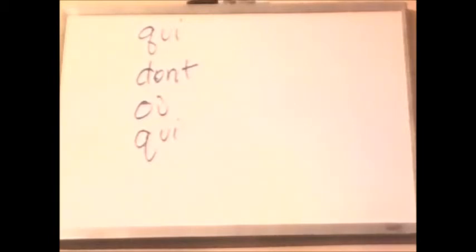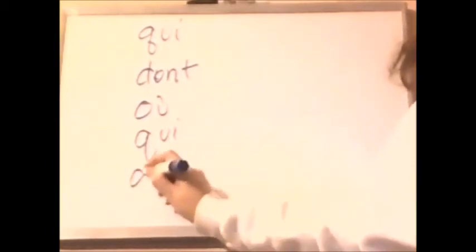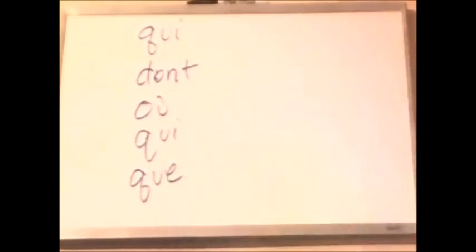Number 5. La ville, blank les soldats protégés, ne s'est pas rendue. The city that the soldiers were protecting did not surrender. So in that second little phrase there, we have les soldats protégés. We've got a subject, les soldats. So we don't need qui, we need que here, don't we? The city that the soldiers protected did not surrender.